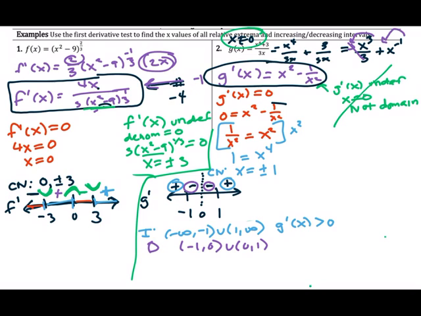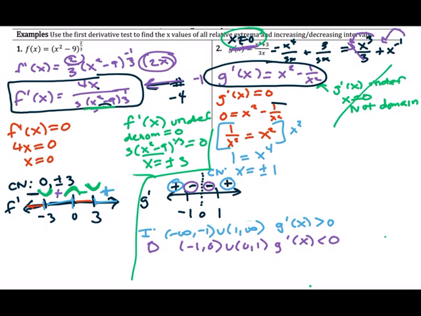So I want you to notice that I did break this function at 0 because 0 is not in the function. I can't say that it's decreasing from -1 to +1 because it doesn't exist. The original function didn't exist when x is equal to 0. So I have to split it there. So this is true because g prime of x is less than 0.